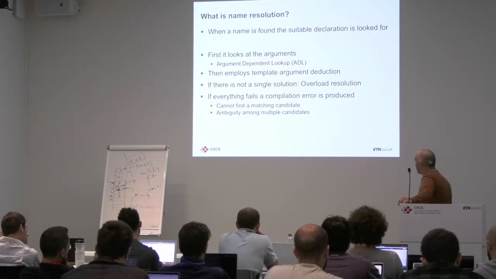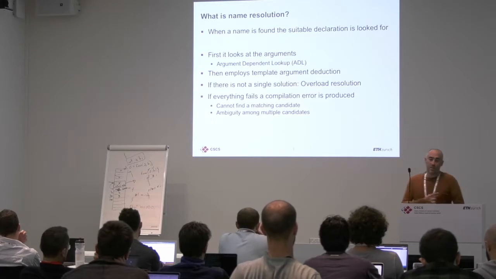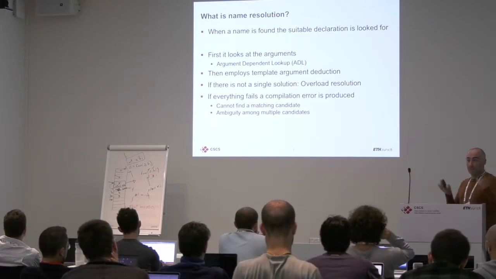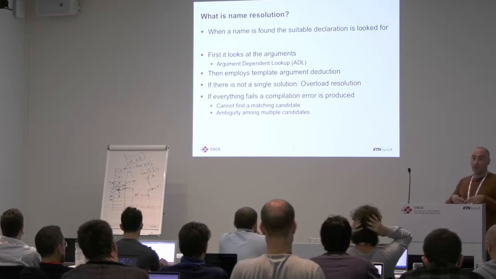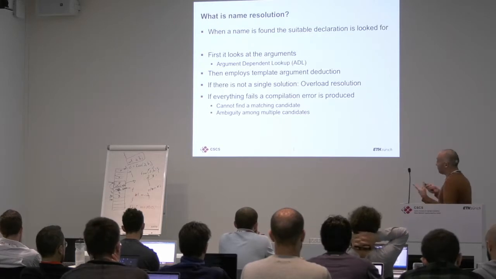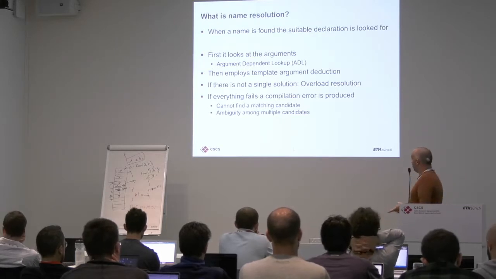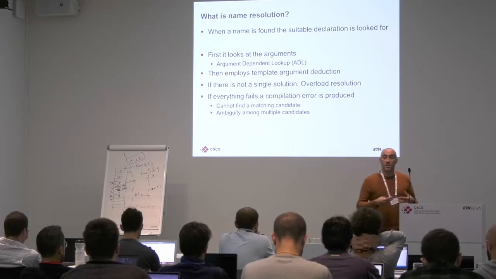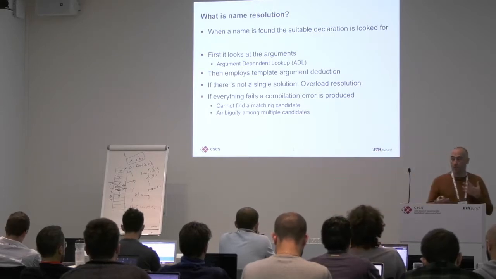And there are rules for specifying how this happens. If everything fails, so either there's no such symbol, or there is more than one symbol with the same name and the compiler cannot decide which one it has to pick, then you get a compile error. Either you cannot find the matching candidate, or the symbol is ambiguous. I don't know which one to pick.